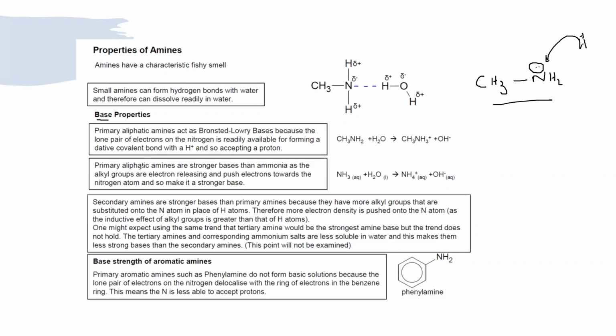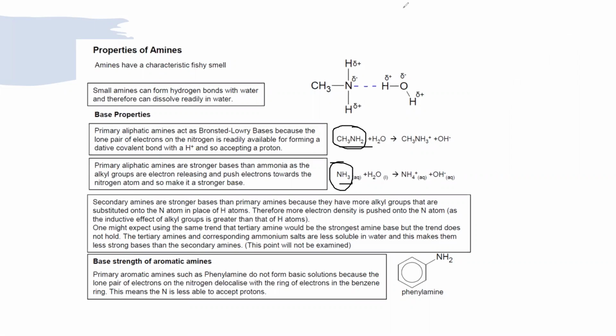Then if we have primary amines, for example, primary aliphatic amines are stronger bases than ammonia. And alkyl groups are known as electron releasing groups. So they push the electron towards the nitrogen, making it a stronger base. So if a question is which is the stronger alkali, aliphatic amine or ammonia, aliphatic amines are stronger alkalis as compared to ammonia.